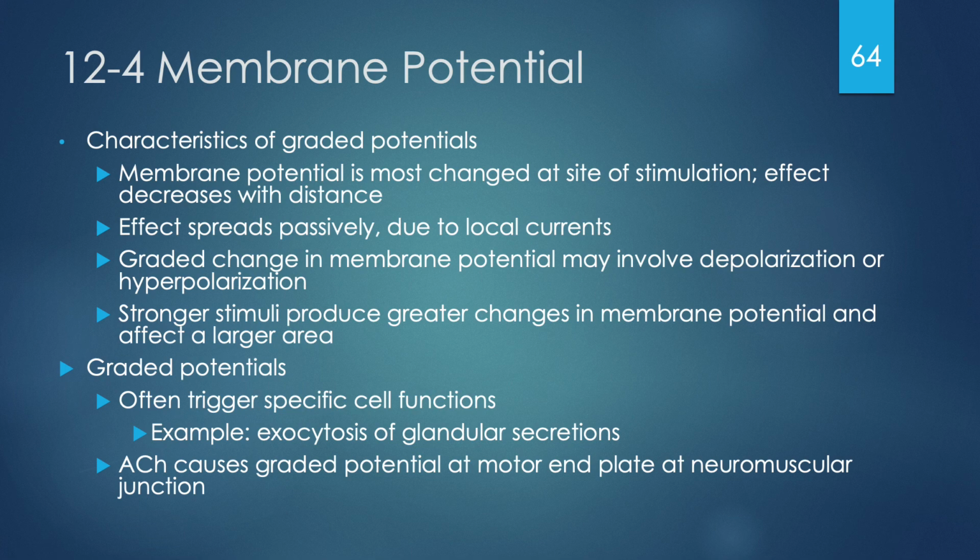Graded potentials are often going to trigger specific cell functions. So for example, exocytosis or glandular secretions are contingent upon graded potentials to allow them to expel their product. Acetylcholine actually causes the graded potential at the motor end plate of the neuromuscular junction, so this has an important role in movement.